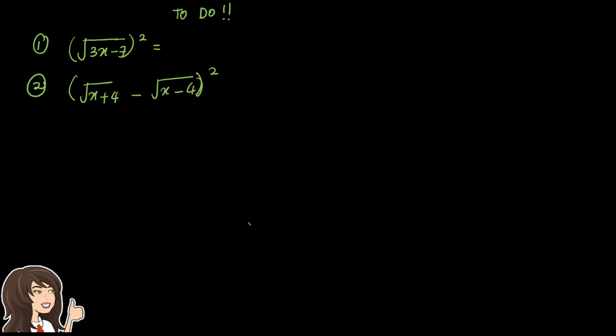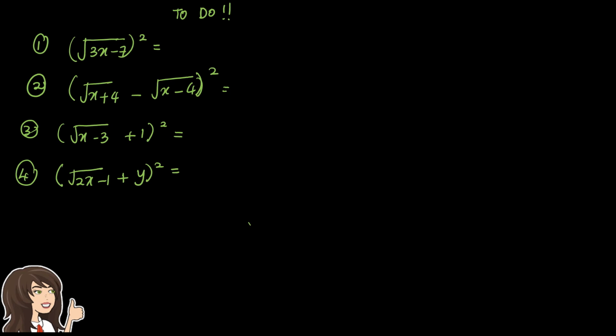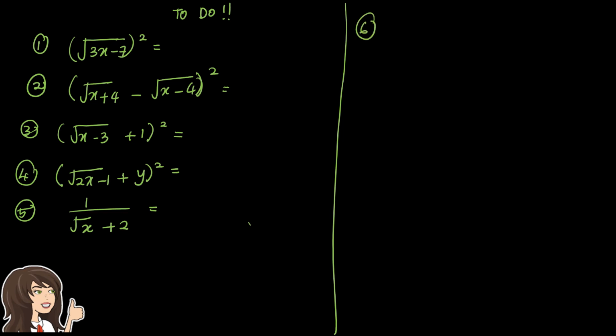Okay, number 3, we have surd x minus 3 plus 1 square. And then what do I have for you? Let's give you this question. We have surd 2x minus 1 plus y square. Okay, 5, 1 over surd x plus 2. Alright, number 6, 1 over 2 minus surd x. Okay, number 7, 2 over 2 surd 5 minus 3. 8. Try to solve.